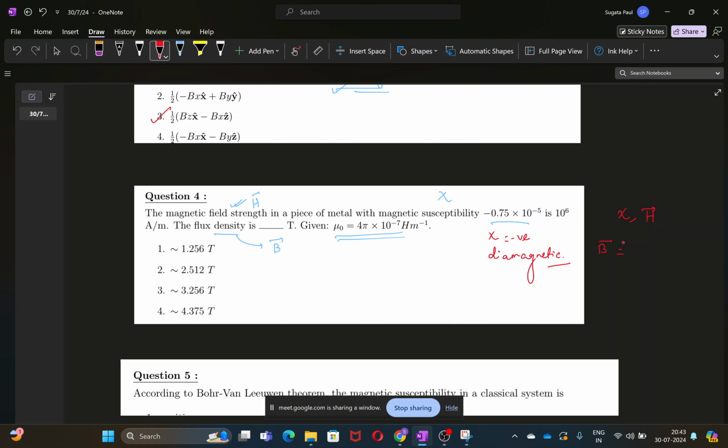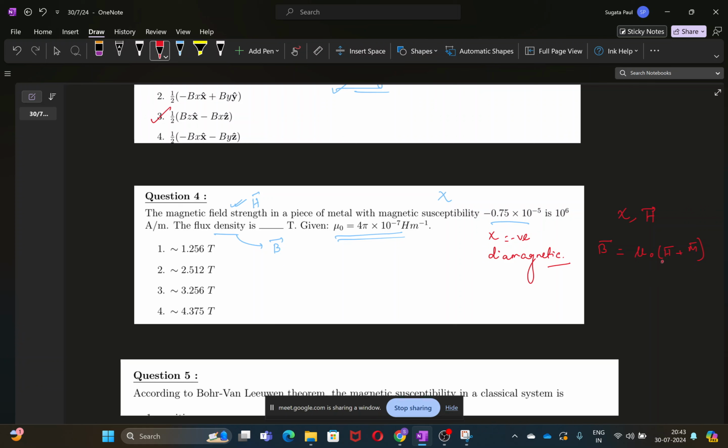So basically you can call the B vector the magnetic flux density, which is related to H by this formula: B equals mu naught into H plus M, where mu naught is the free space magnetic permeability, H is the magnetic field strength, and M vector is the magnetization. Magnetization is the magnetic moment per unit volume of the material.